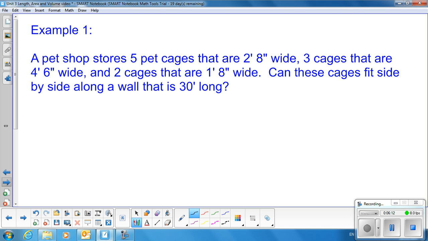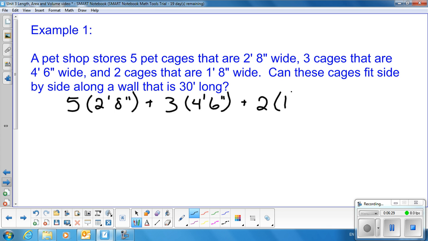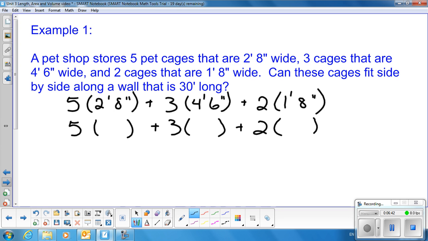There are different ways of doing this question, but what we need to do is find the total width. So we have 5 cages that are 2 feet 8 inches, plus 3 cages that are 4 feet 6 inches, plus 2 cages that are 1 foot 8 inches. Now we've got different units in here, so it makes it difficult to work with. So in my next step I'm going to change each of those measurements into inches.